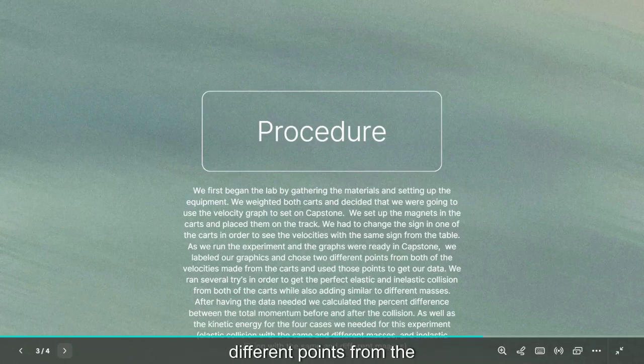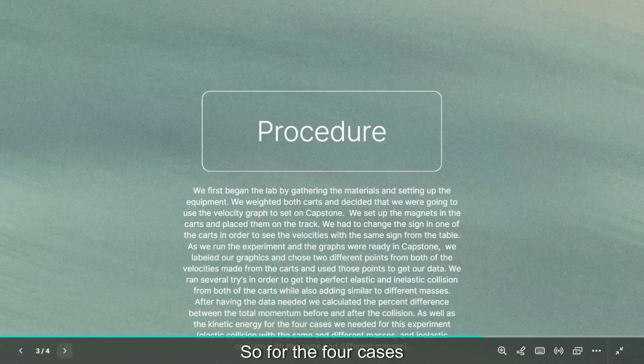and chose 2 different points from both of the velocities made from the carts and used those points to get our data. We had to run several tries in order to get the perfect elastic and inelastic collision from both of the carts while also adding similar to different masses. After having the data needed, we calculated the percent difference between the total momentum before and after the collision, as well as the kinetic energy for the 4 cases we needed for this experiment.